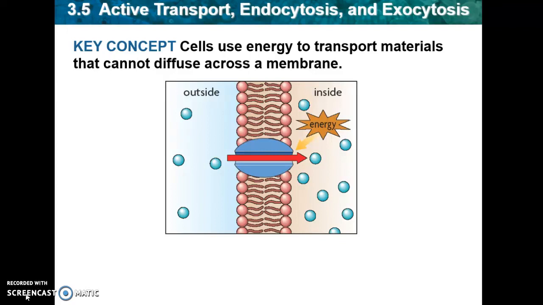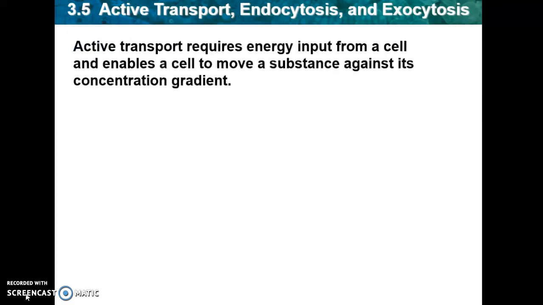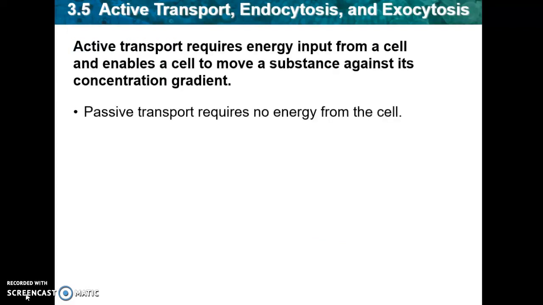So these are things that don't readily just move right across the membrane, and they are going to need to use active transport. Now, active transport requires energy input from a cell and enables a cell to move a substance against its concentration gradient. So this is stuff that's not going to automatically flow across that phospholipid bilayer. And so the cell is going to have to put a little bit of effort into getting these materials across the cell membrane.